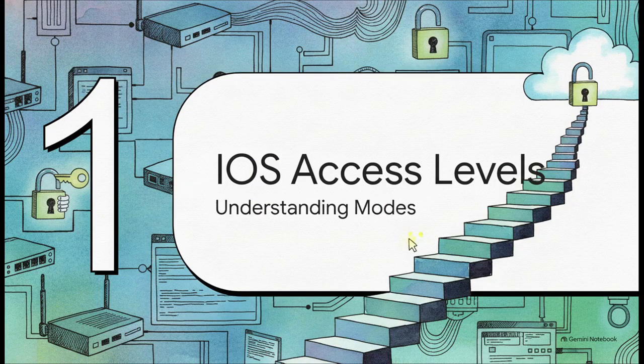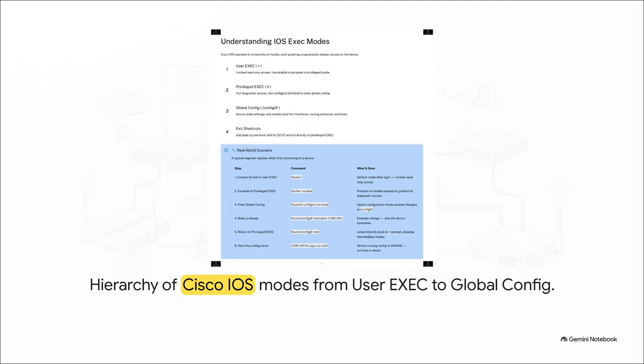Starting off with Section 1, Understanding iOS access levels. Because, simply put, you can't fix what you can't actually access. It helps to think of Cisco iOS modes almost like security clearance levels in a highly secure facility. Down at the bottom tier, you have user exec mode, which you'll recognize by that closing angle bracket. This is your default landing zone, but it offers very limited read-only access. Honestly, you really can't do much here during a crisis.